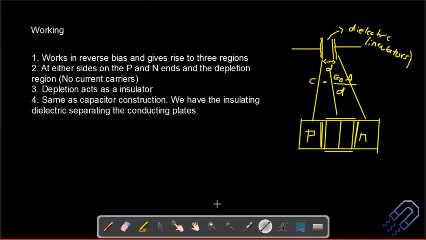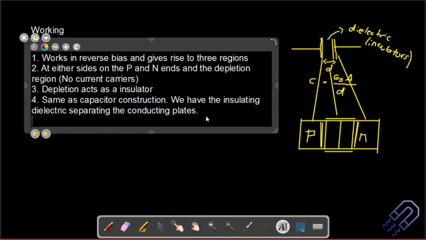And that is why it is called a varactor. This idea was quite interesting. This capacitance is dependent on a number of factors. It depends on the plate area, and then the dielectric constant.